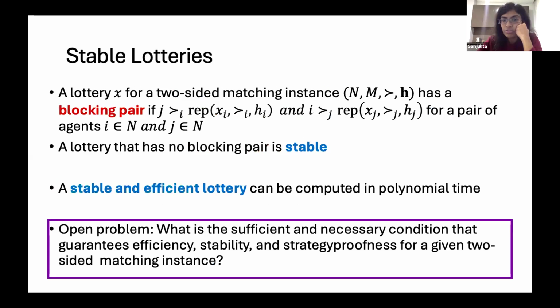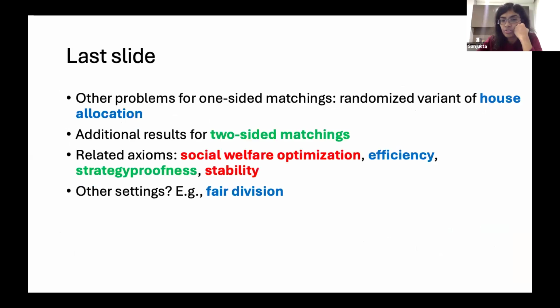We look at stable lotteries and efficient, stable, and strategy-proof lotteries here. And this is my last slide. So we looked at voting, one-sided and two-sided, and some questions in these setups. There we also looked at efficiency and strategy proofness, social welfare, stability.